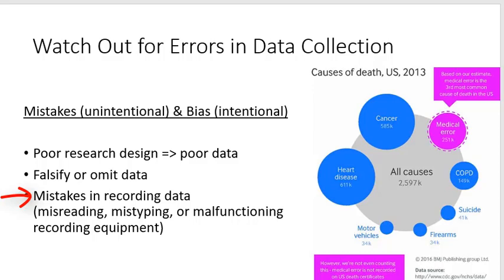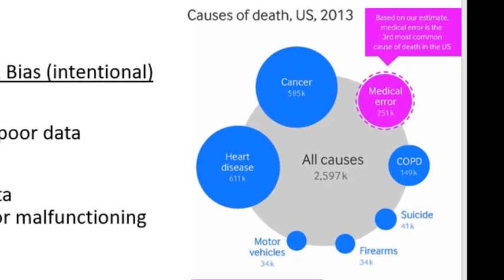Let's look at a data collection error addressed in a 2016 study published in the British Medical Journal. The authors used death records to estimate the number of deaths in the U.S. due to medical errors. This estimate showed that medical errors were the number 3 cause of death in the U.S. The researchers of this study had to estimate these deaths, though, because in the U.S. there is no entry option on a death certificate for medical errors.